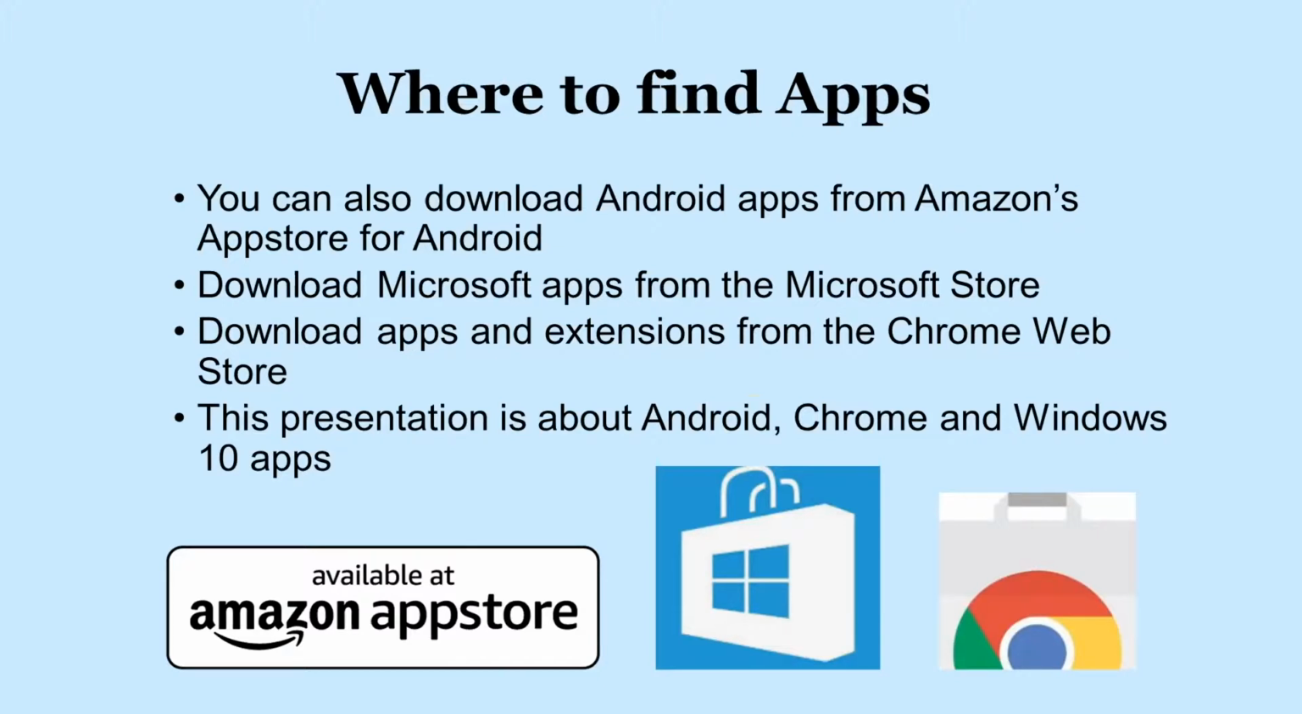Amazon has apps for Android. The Microsoft Store has Microsoft apps. Chrome now has a web store that appears on Chromebooks, and you can download apps and extensions from that. I'm mainly dealing now with Android, Chrome, and Windows 10.